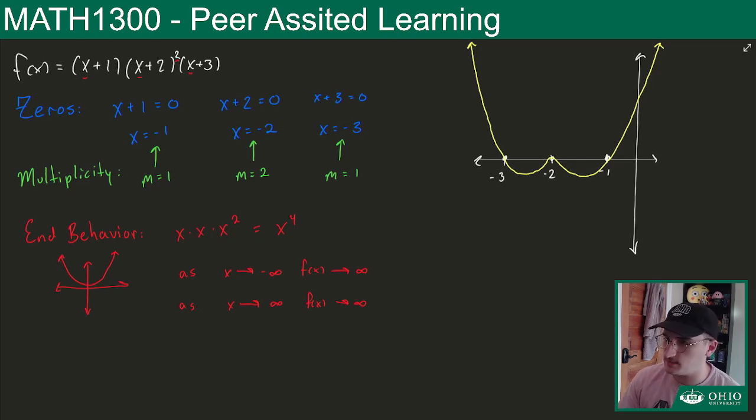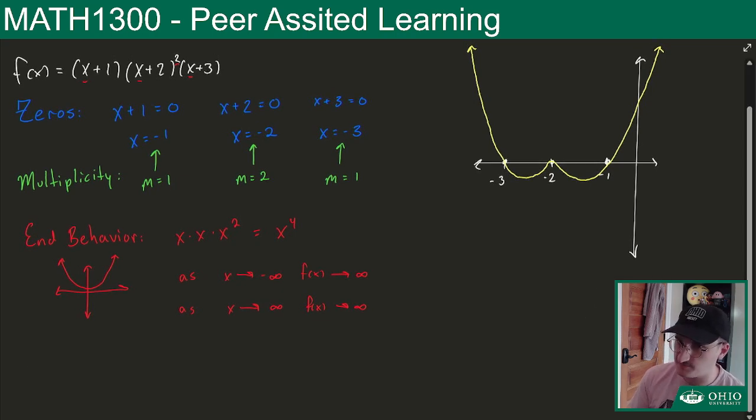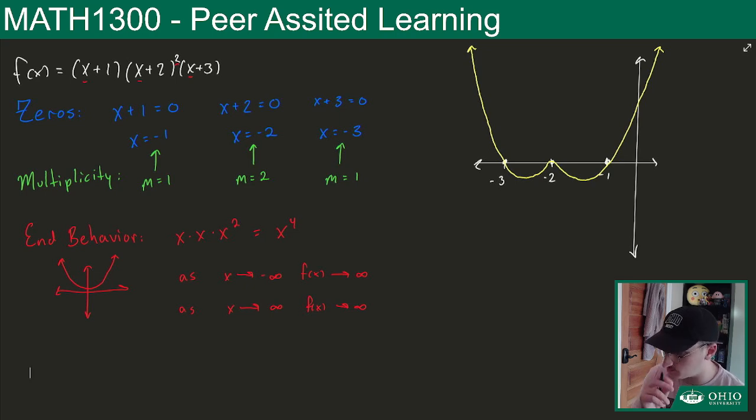The point is that we're demonstrating our ability to find clues from a function, find the zeros, find the multiplicity, find the end behavior, and draw a pretty good picture. Not perfect, but a pretty good picture. And so that's the complete process of looking at a factored polynomial and producing a sketch of a graph.